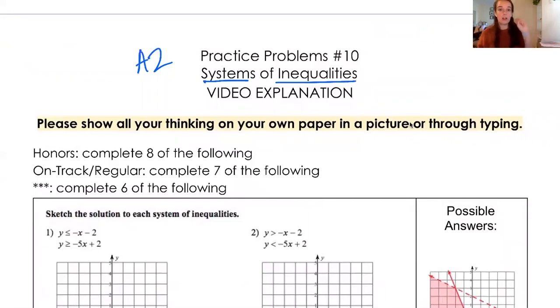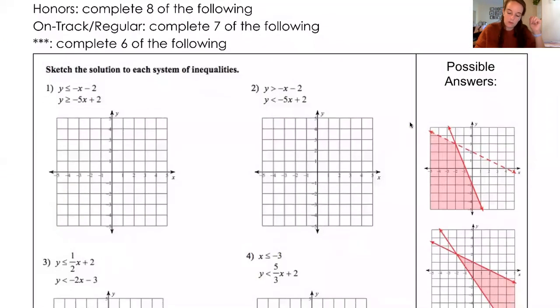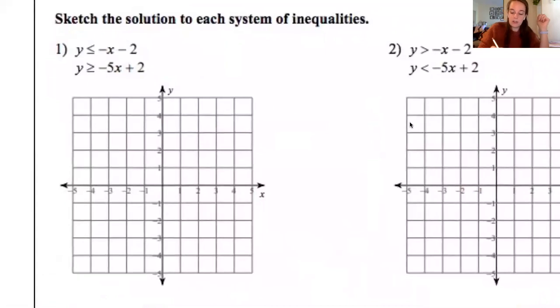So systems, there are 2 of them. There are 2 lines that we have to graph, or inequalities in this case. And then inequalities, remember, you're doing solid or dashed, and shade up or shade down. So we'll do a couple together here. For this one here, I'm going to start by graphing the line. So I'll graph this one first.